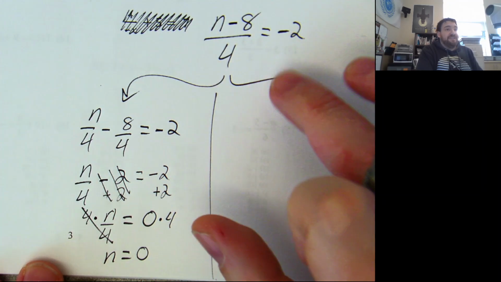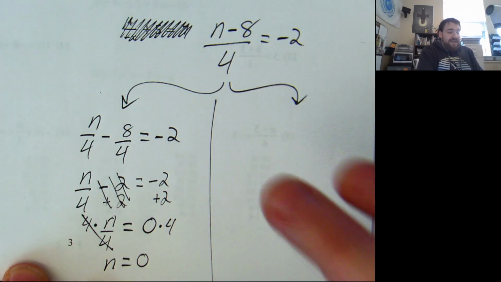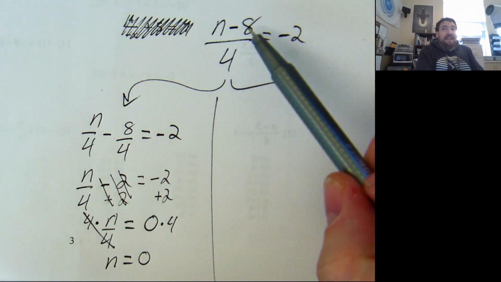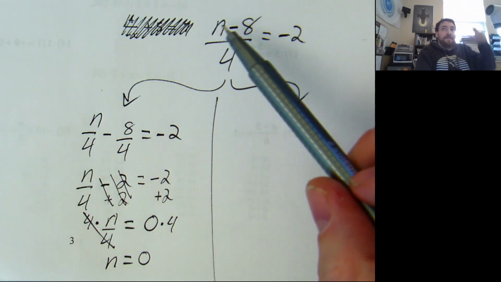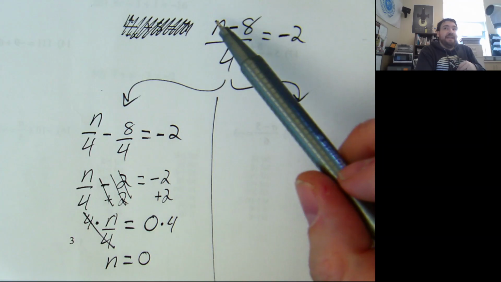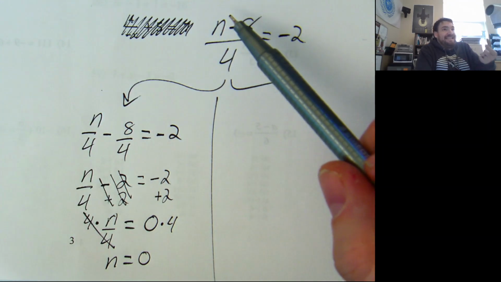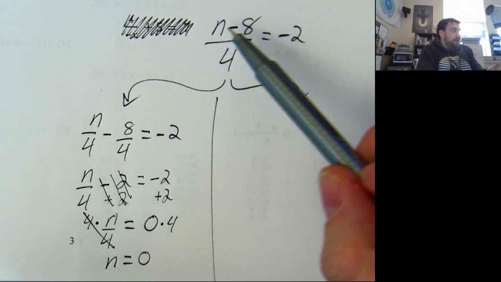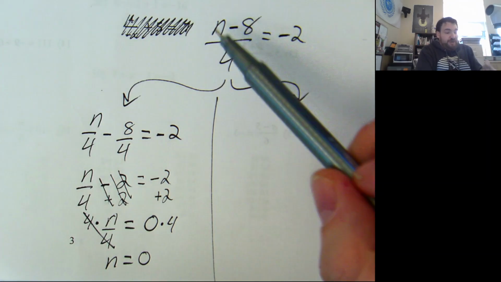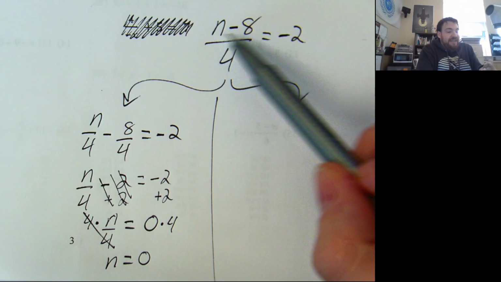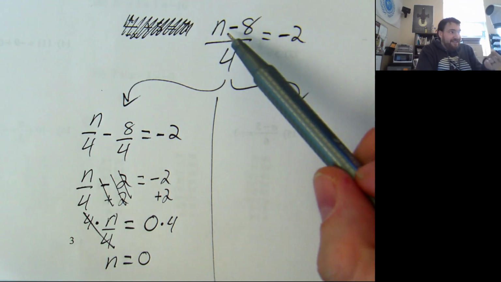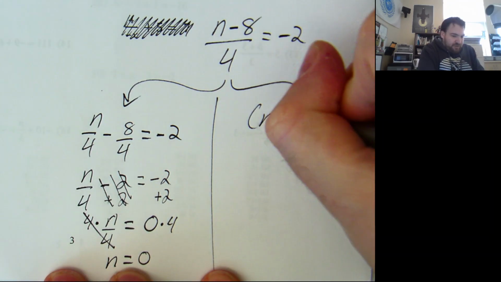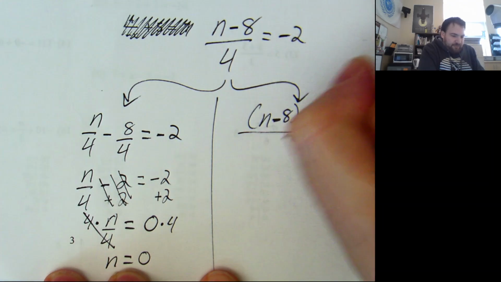The other way to handle this exact same question is to recognize that this n minus 8 here in the numerator is a singular expression, one expression tied together in the numerator here. So to force the issue, I'm going to rewrite this question with a set of brackets around the n minus 8. I'm going to put brackets around that numerator.